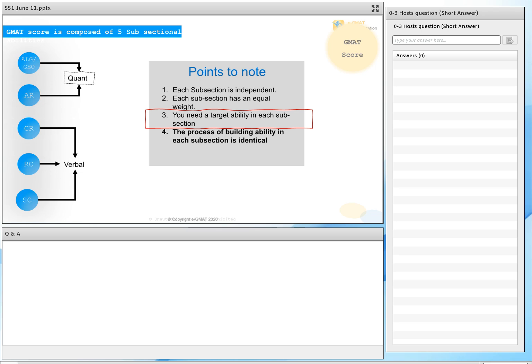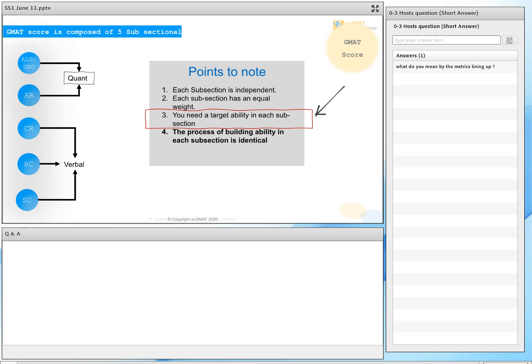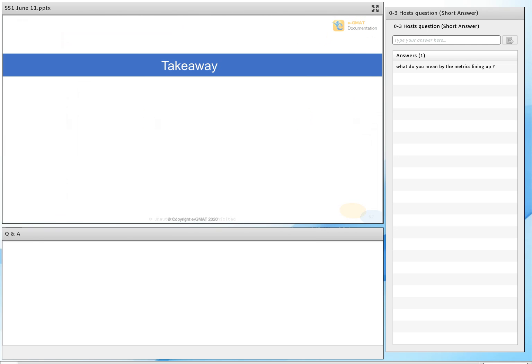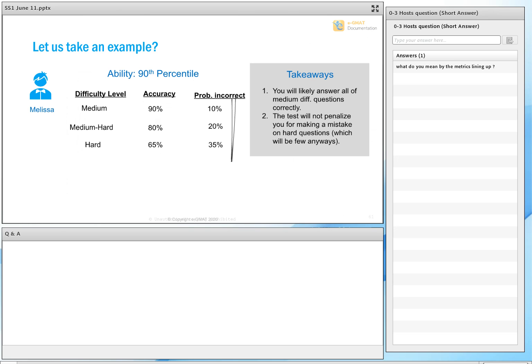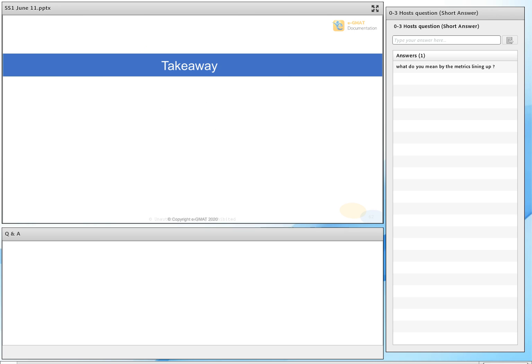Okay, so let's go back to the more important piece over here. What are the target abilities that you should aim for in each subsection that help you get to that 740 score? And I'm going to talk about those metrics lining up. In short, if you want to know the metrics lining up, these are the metrics that should line up. And I'm going to tell you how they will line up for each one of you.